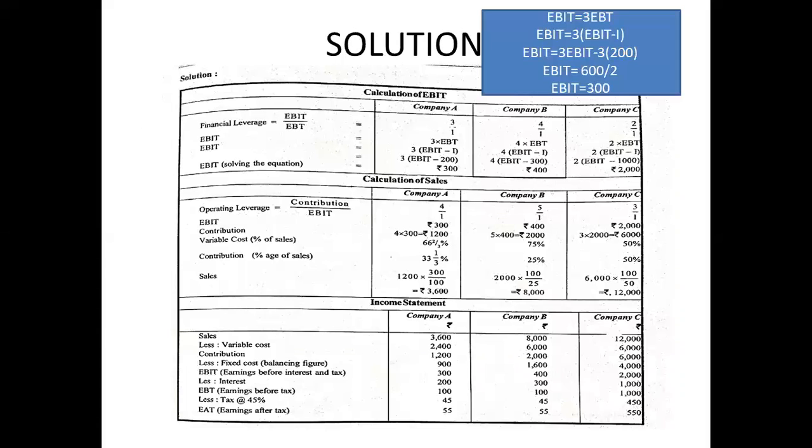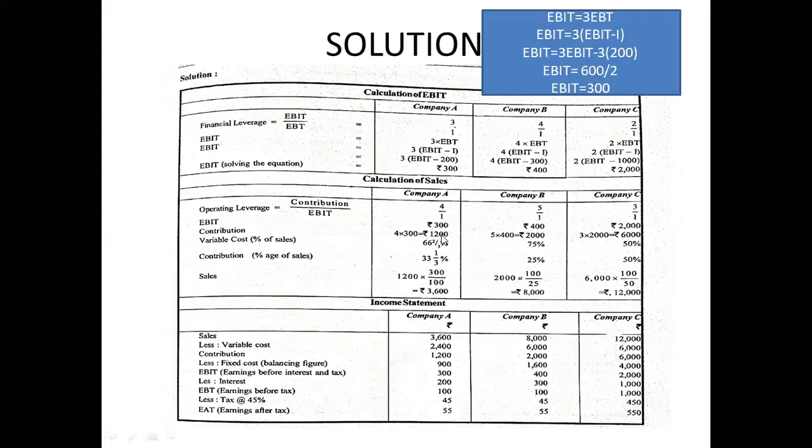Now checking for what is the operating leverage. Operating leverage हमें given है 4:1. And what is the formula for operating leverage? Yes, it is contribution divided by EBIT. EBIT हमने calculate कर लिया, that is 300. Contribution हम calculate कर लेंगे, that is 4 multiplied by 300, 1200.